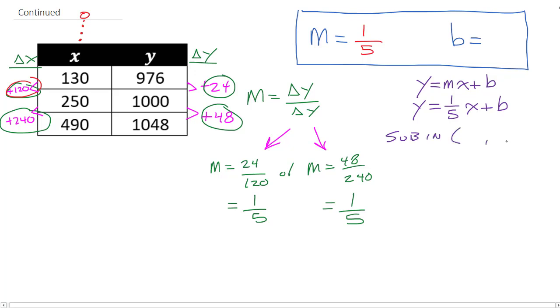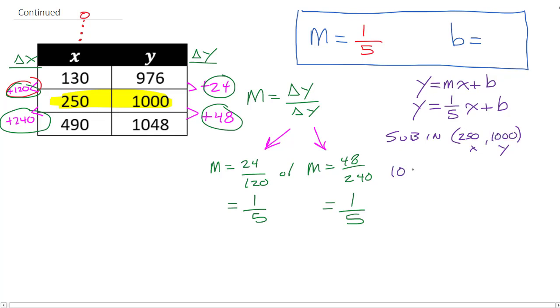Sub in, and let's choose the point for x and y from our table. You get to choose any point, so pick the easiest one. You know what? I'm going to pick 250, 1000. If you want to use a different one, go for it. We should get the same answer. So let's try subbing in 250 for x and 1000 for y.